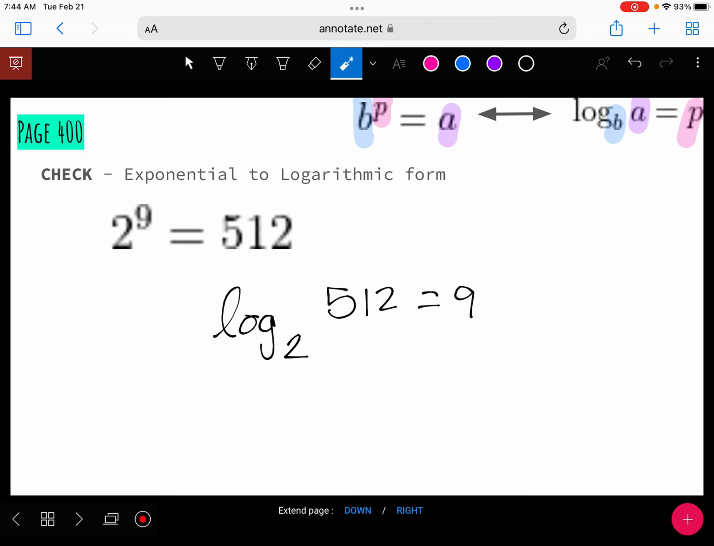Make sure when you're writing them, whatever your base number is goes down and is small. It should be lower. Otherwise it's going to look like log of 2,512, which is a different thing. Those two things are not the same. That 2 has to be lower and smaller.